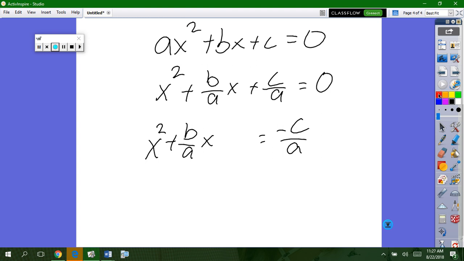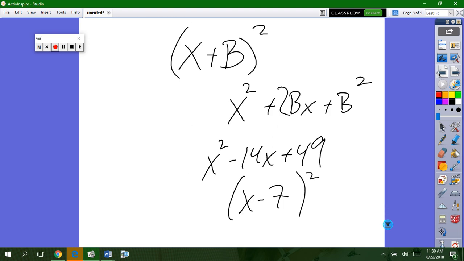Remember, we took this number and we cut it in half. What's half of b over a? b over 2a. But then I take that number and I square it, don't I? If you recall from the previous example, I cut it in half and I squared it to get to this number, correct?